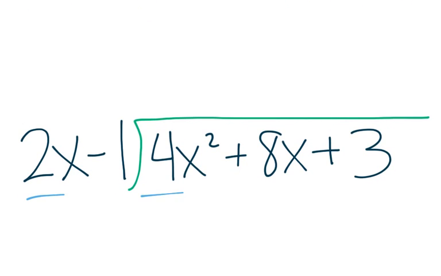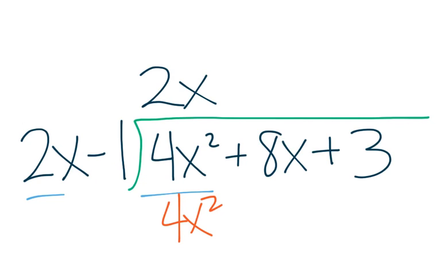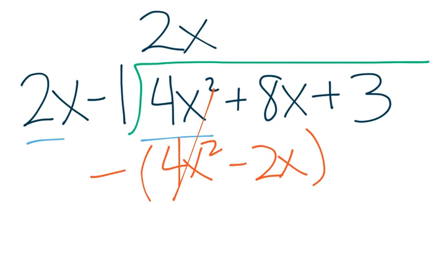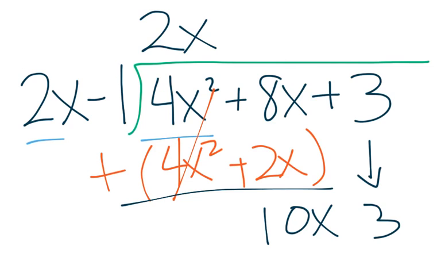So 2x goes into 4x squared 2x times, because 4x squared divided by 2x is 2x. Now we want to multiply and subtract. So 2x times 2x is 4x squared, and 2x times negative 1 is negative 2x. And now we are going to subtract. So we have 4x squared minus 4x squared, which cancels out, and 8x minus negative 2x. So what we're really doing is adding 2x. So 8x plus 2x is 10x, and we're going to bring down this 3.